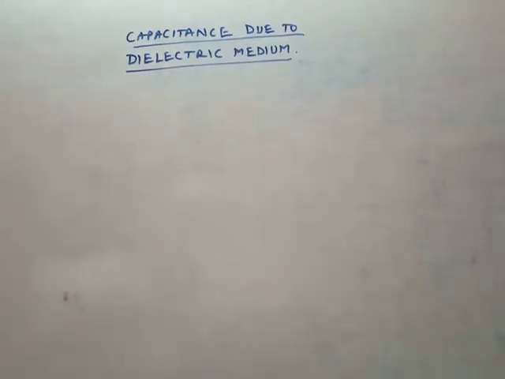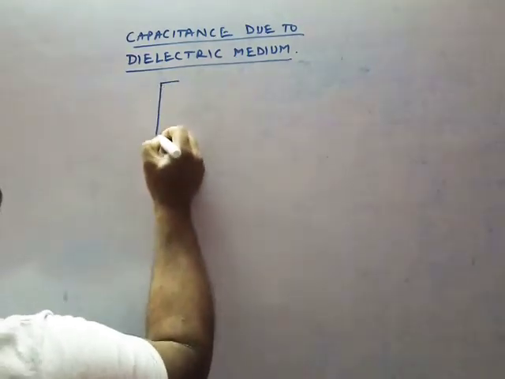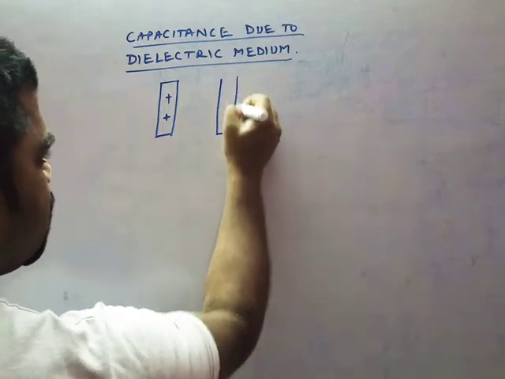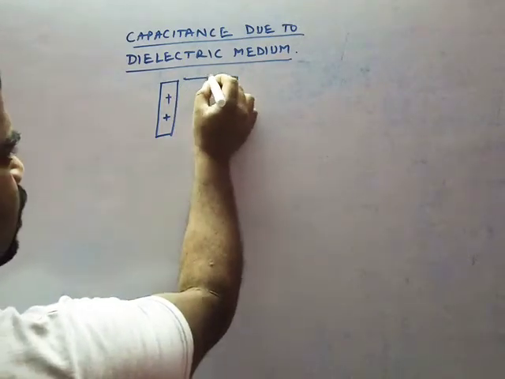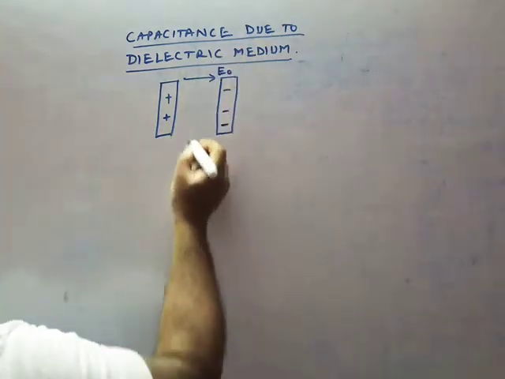Yes. After knowing the topic polarization, now let me clear you this. This is one of the plates, definitely positive, and this is the negative plate. Is it clear? And once again, you know well, between them the electric field is E naught.